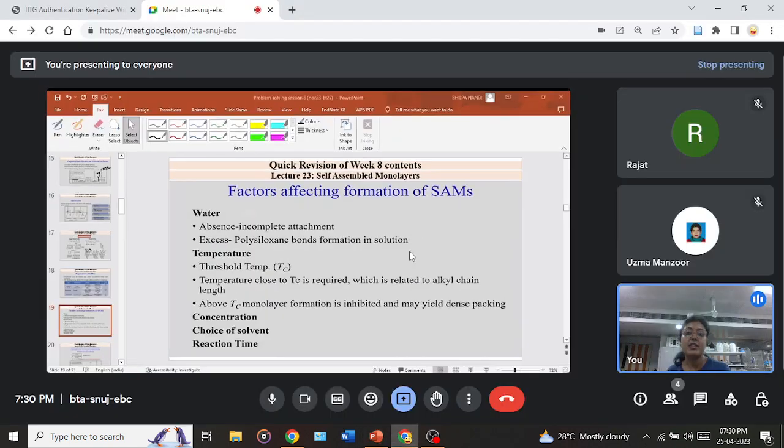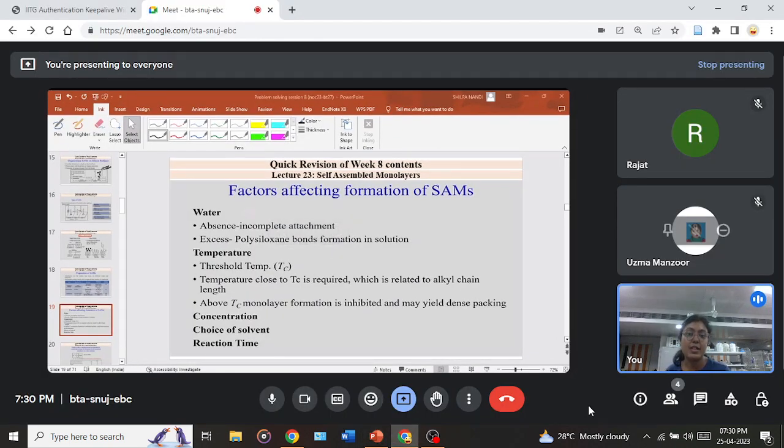So various factors affect the formation of these SAMs, like water. So as you see, this particular reaction is a condensation reaction. So water is absolutely necessary. If there is an absence, there will be an incomplete attachment. And if there is excess of water, polysiloxane bonds formation in solution will form.